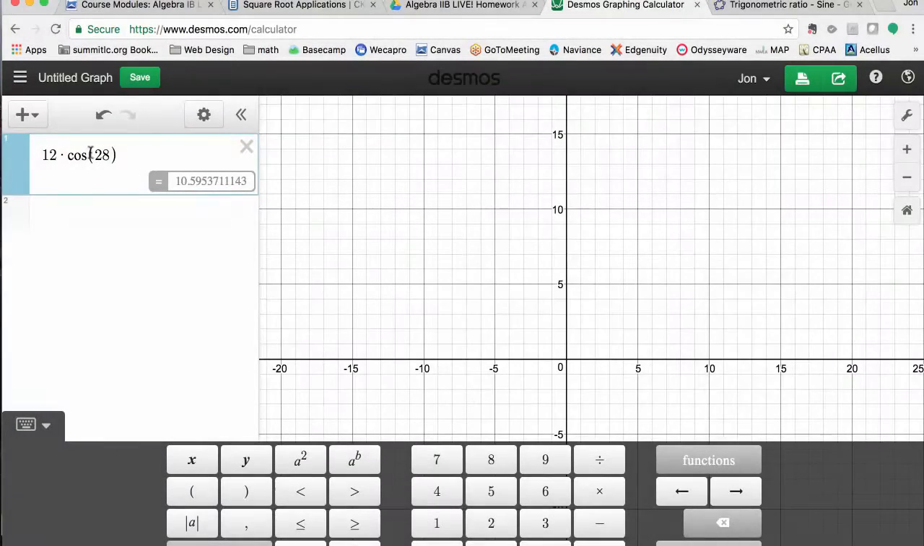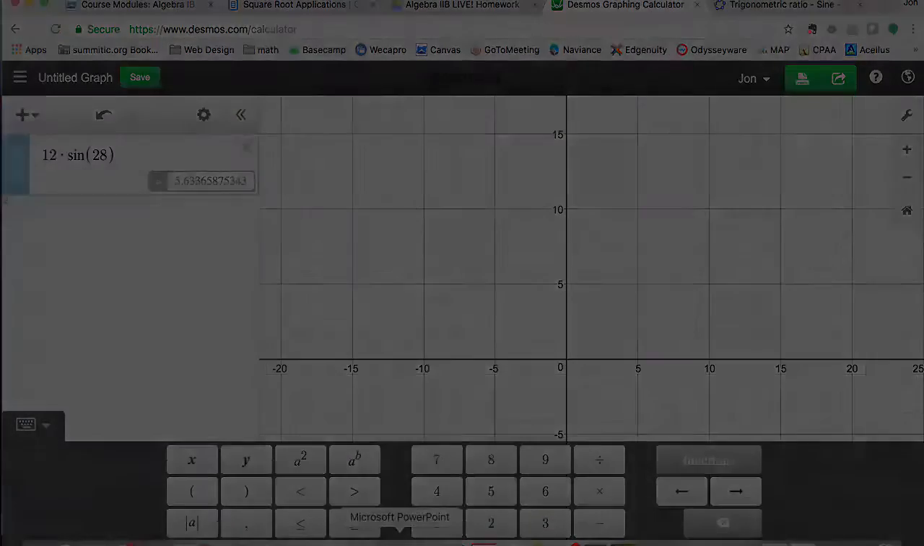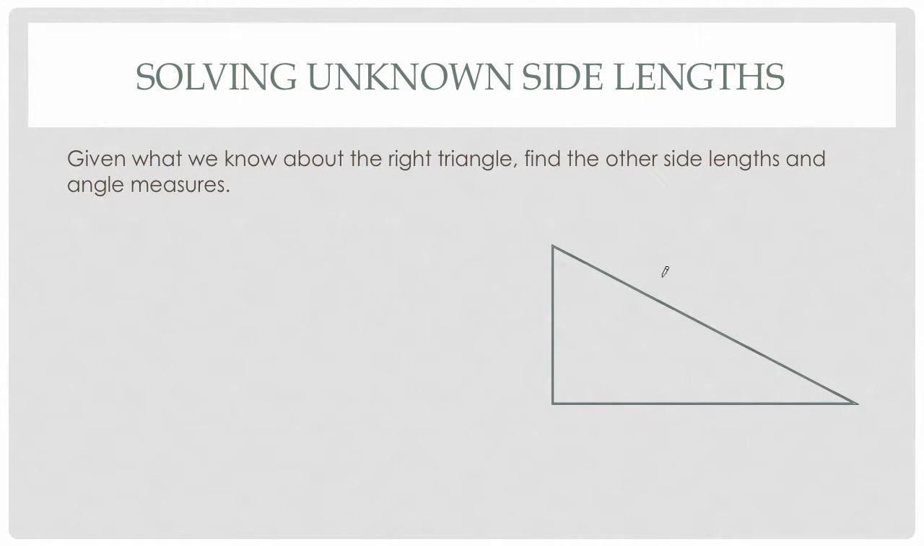All right, here I am on my calculator. I'm just going to change cosine to sine, and there's 12 times the sine of 28 degrees, and I'm going to call it 5.6. It's okay, we're rounding to the nearest tenth. So let's go back and fill in the rest of our triangle. We have now successfully solved for everything.